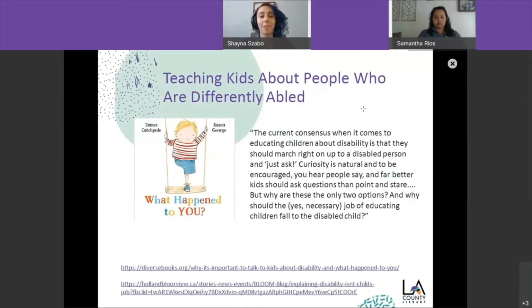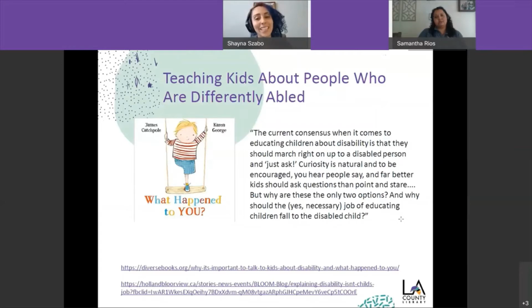So moving on, I want to move to a different type of diversity, which is differently abled people. I've heard about this really great book called What Happened to You, written by James Catchpole. It's semi-autobiographical, about him as a child who only has one leg and had to answer a lot of questions and talk to people all the time because he only had one leg. He wanted to make this book to help people like him who are growing up in that same situation. So I'm going to read quotes from it. Bear with me, but they're very good quotes, I promise.